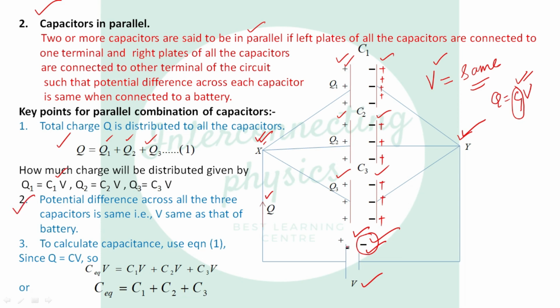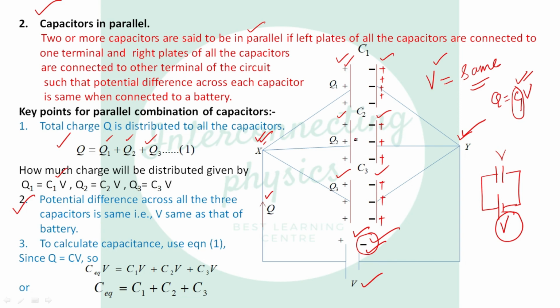You see here, this positive terminal of the battery is connected to the left plate and this negative terminal of the battery is connected to the right plate. So this one capacitor is connected to the battery. It means if potential V is present here, then what will be the potential difference here? V. If we see this positive terminal of the battery is connected to the second capacitor, then this will become positive, and this negative is connected to the right terminal of the capacitor, then this will become negative.